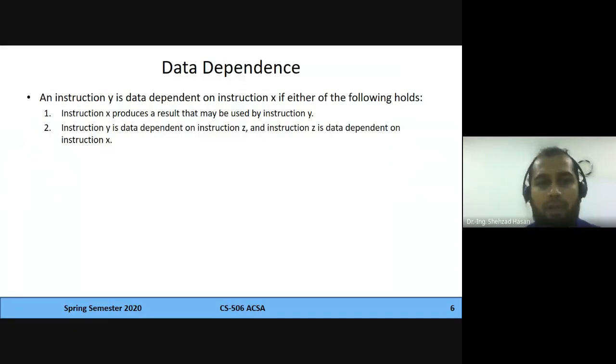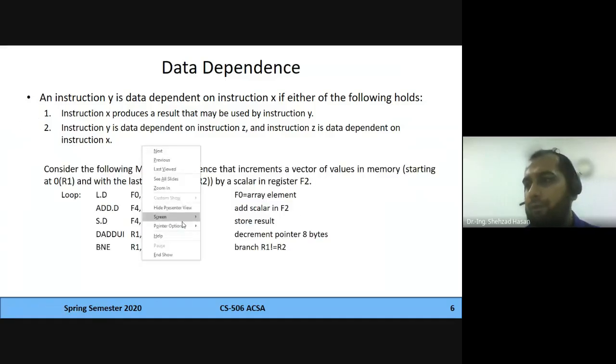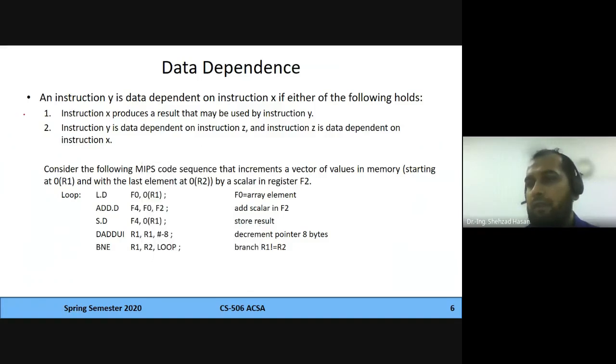More importantly, what we need to focus on is this first point here, which says that instruction X. The main point that I want to discuss over here is this one here. So mostly we'll be looking at this one, because 2 is an indirect dependency, which is obviously going to be there. So let's look at the program here. Let's look at this code and see how many dependencies you can find out in this code.